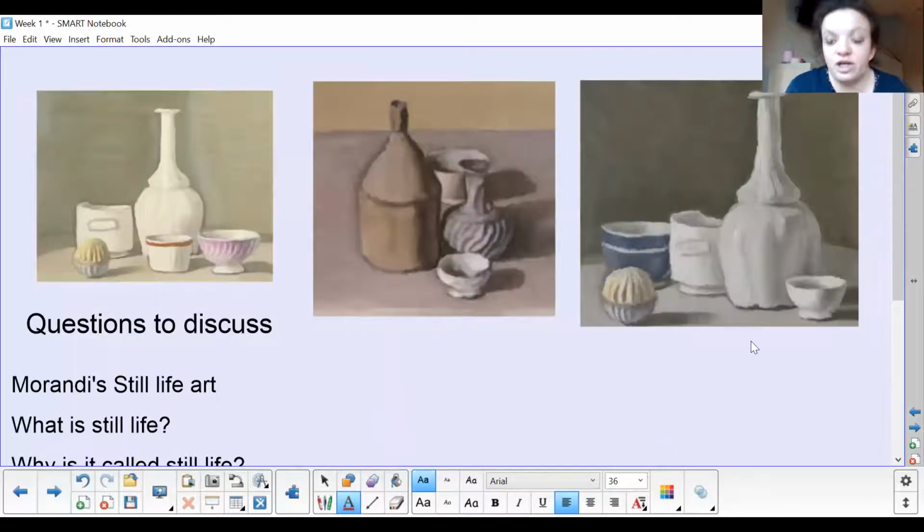Okay, today we're going to be looking at still life. And these are some pictures of some still life that Mirandi painted and drew. So still life, what do you think still life is? These are some examples of still life paintings. What do they mean? And why do you think it's called still life? Pause if you need to right now.